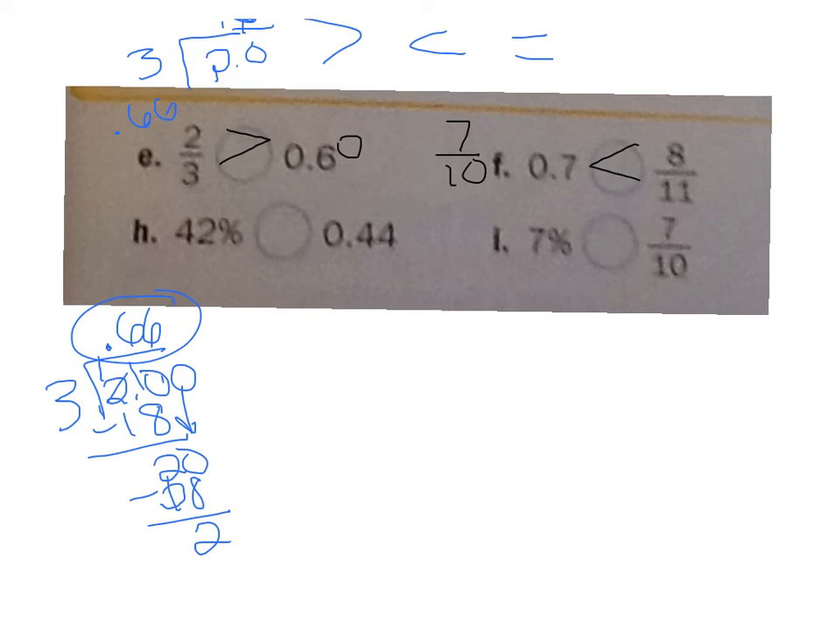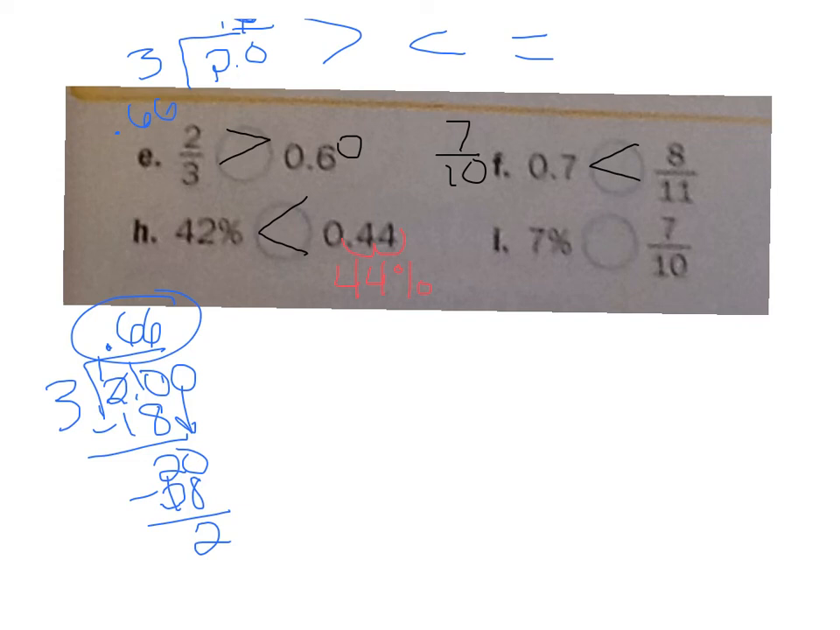Next one, letter H, 42% and 0.44. Well, let's turn them both into percents. Remember, I can take 0.44 or 44 hundredths and just move the decimal place over to the right twice. So this would actually be 44%. Well, which one is greater? 44% is greater than 42%.